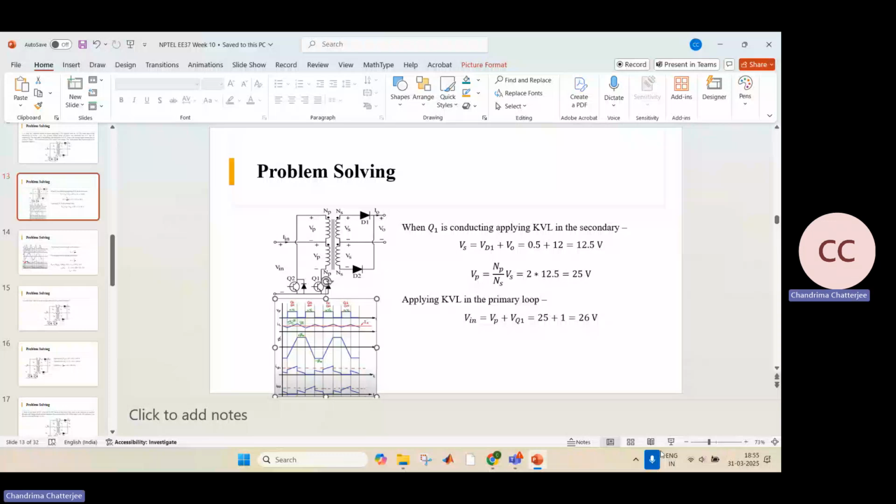Now that we have the average of transistor and the diode, we can have the power balance equation. Input power is 2 VQ IQ because there are two transistors in the primary, 2 VD ID because there are two diodes, plus the output power. VQ is given as 1 volt, the drop across the transistor, and VD is given as 0.5 volt. If you substitute those values, you will get this equation. From here, you can find out I in equal to 10 ampere. So the input average current is 10 ampere.